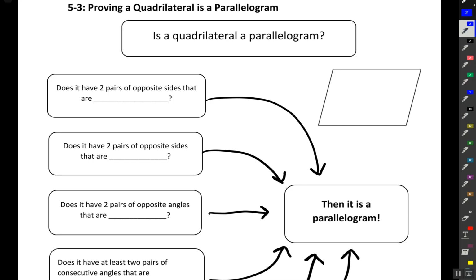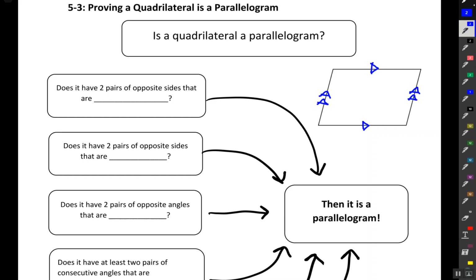is if it follows the definition. The definition, remember, is that it's a quadrilateral with two pairs of opposite sides that are parallel. So if you see parallel marks, or they tell you they're parallel, marks could look like this or they can look like solid triangles. If you have that information, then you know that it is a parallelogram. And that is by the definition. Okay, so that's our first one.